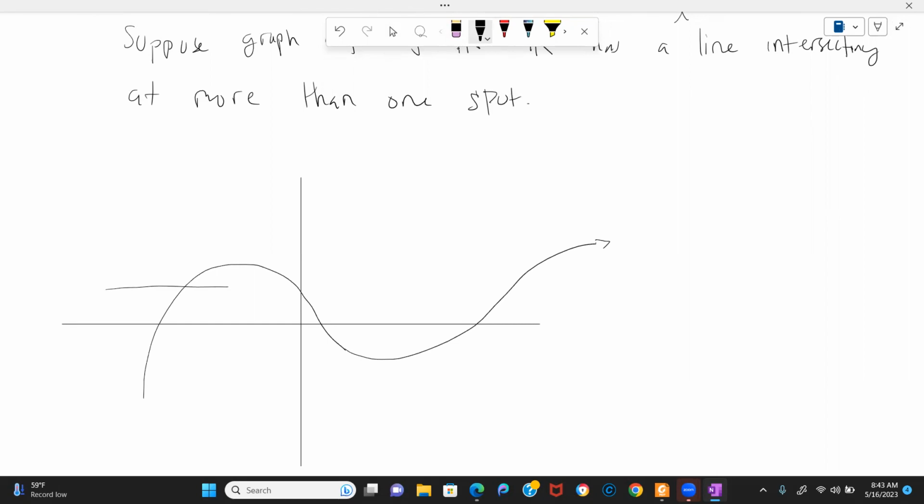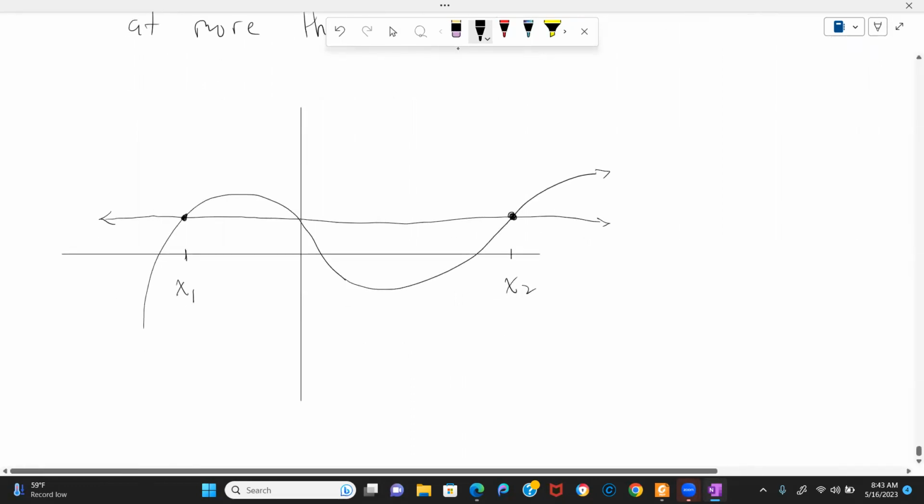But here is a horizontal line. It actually intersects at three spots, but that is not going to matter. All that matters is that it intersects at two spots. Let's just say there's no third intersection spot. So we have x1 and x2 right here, right? Because we have this horizontal line intersecting at more than one spot, x1 cannot be equal to x2, right?